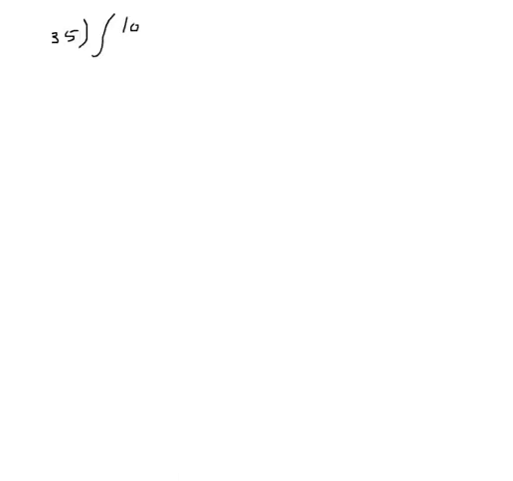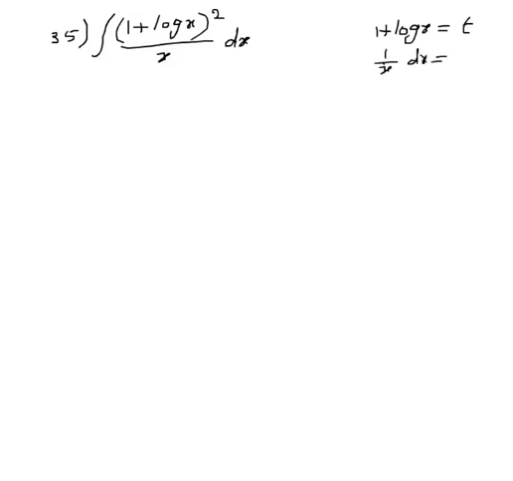Question 35, integral of 1 plus log x the whole square divided by x dx. We know that differential of log x is 1 by x. So we will substitute 1 plus log x as t. Differential of 1 is 0. We can substitute only log x as t also, but it is better to take 1 plus log x. So 1 by x dx is dt.